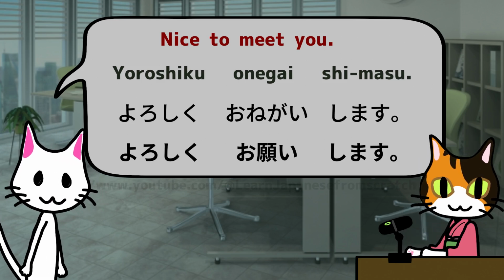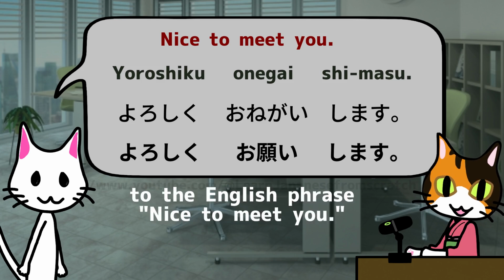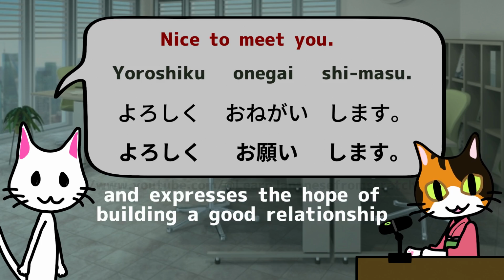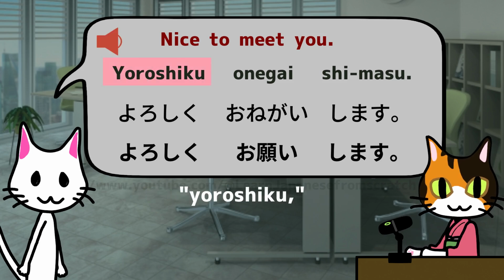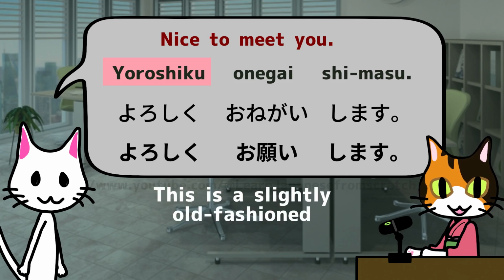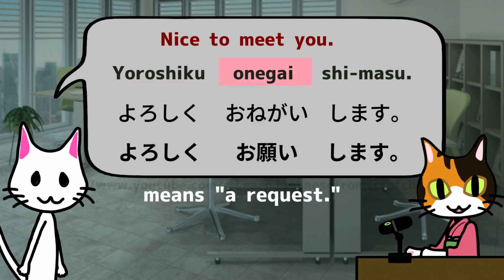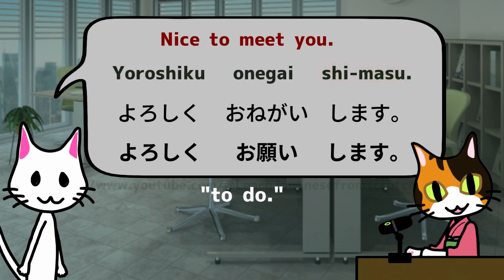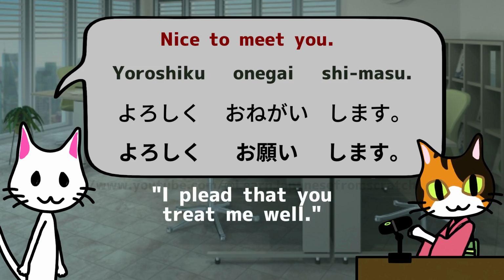Here we have another new phrase. よろしくお願いします。This phrase is used in a similar way to the English phrase, nice to meet you. It is said after introducing yourself and expresses the hope of building a good relationship with the other person. The first part, よろしく, means well, or in a good way. This is a slightly old-fashioned and formal expression. The next part, お願い, is a request. The last part, します, is a verb that means to do. Literally translated, this phrase means something like, I plead that you treat me well.